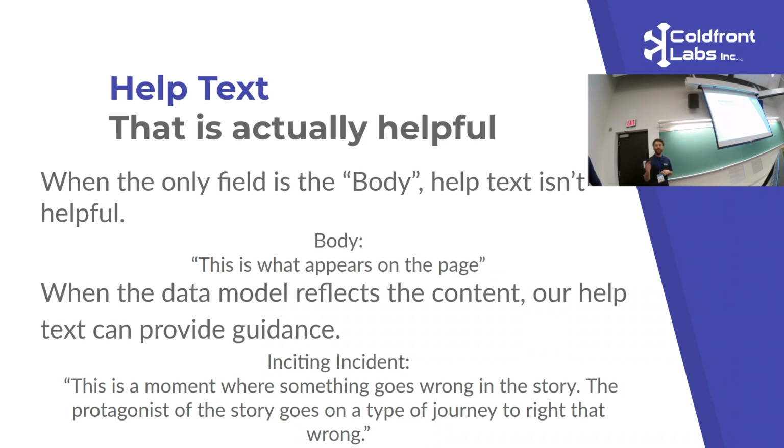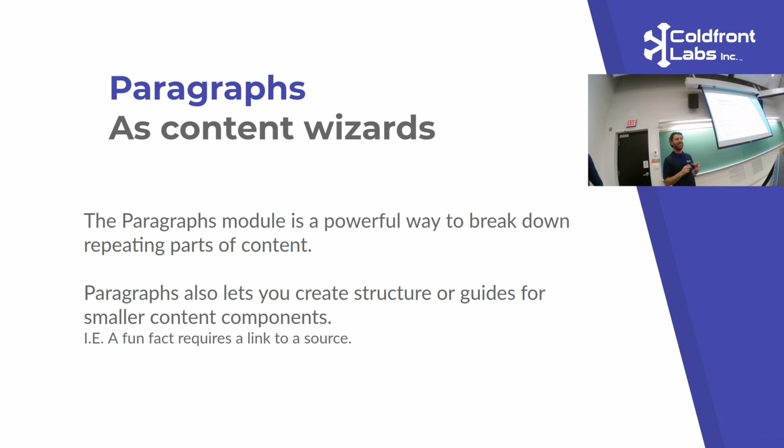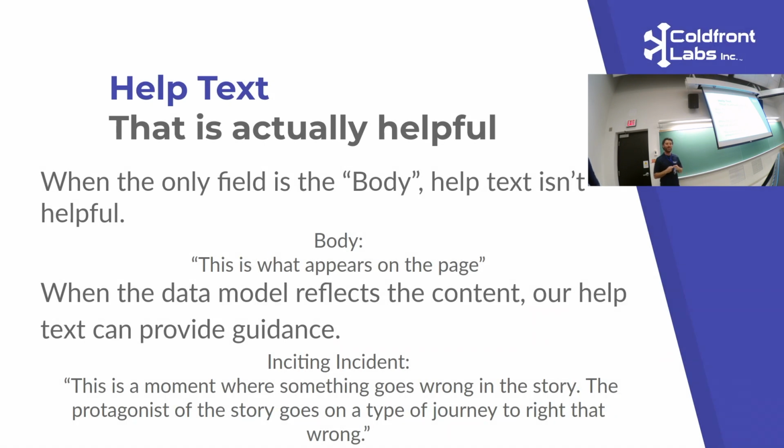So, for example, like inciting incident, this is the moment where something goes wrong in the story, and the protagonist of the story goes on a type of journey to right that wrong. So what would have just been the body field, we now give some guidance on how you actually write for that field.